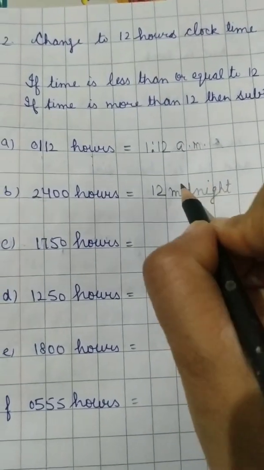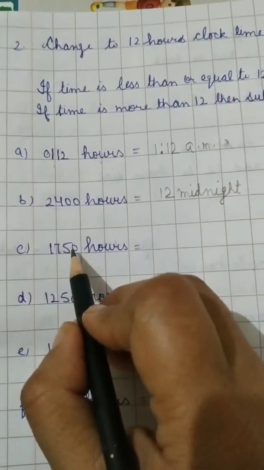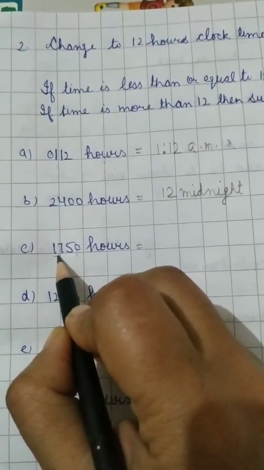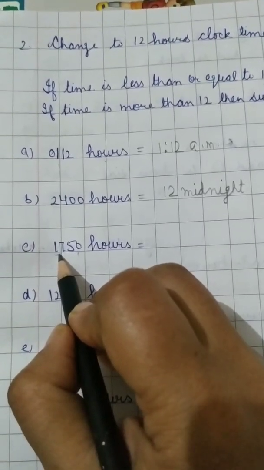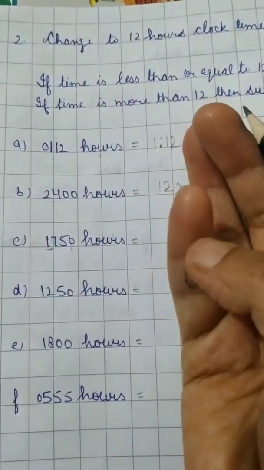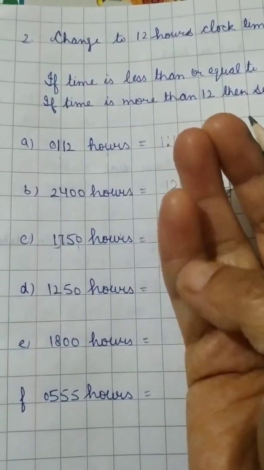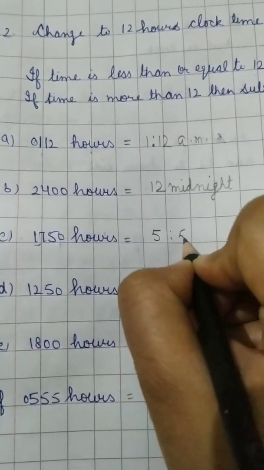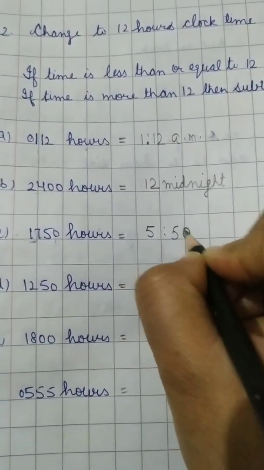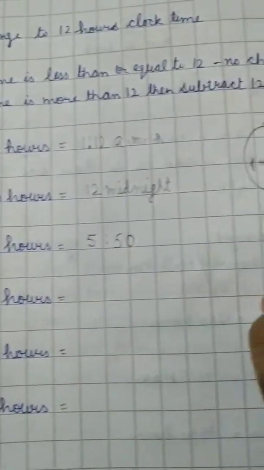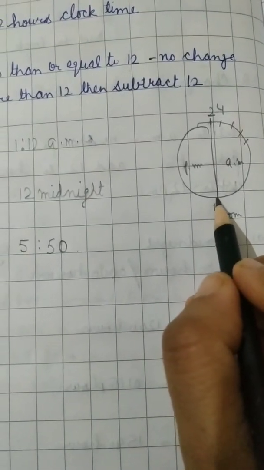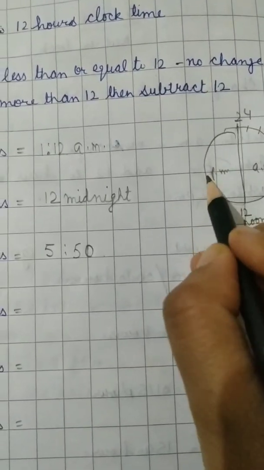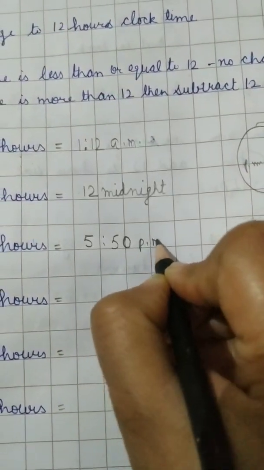Now in the next question we have 1750 hours. 17:50 means this part, our hour side, is greater than 12. So we'll subtract 12 from this. So after 12, 17 comes at 13, 14, 15, 16, 17. After 5 numbers it comes. So it will be 5 dot 50. And what we are going to write with this unit? Now this 17, you see at which place it lies. It is on this side. After 12 only it will come. It is the PM side. So we'll write it as P dot M dot.